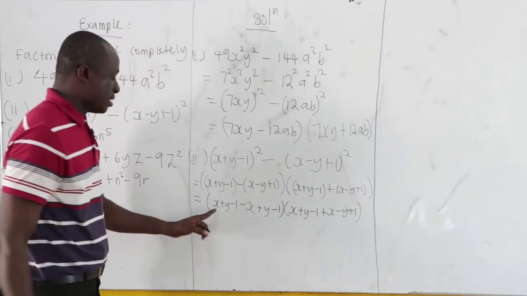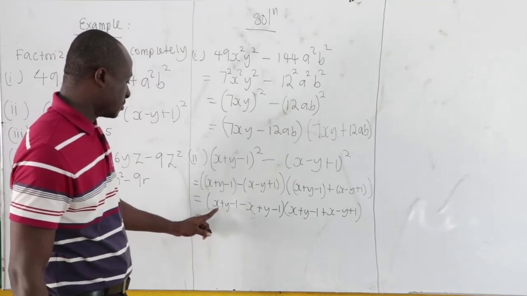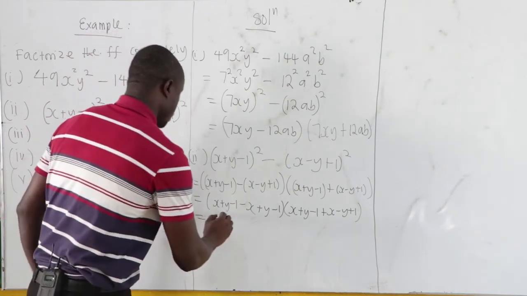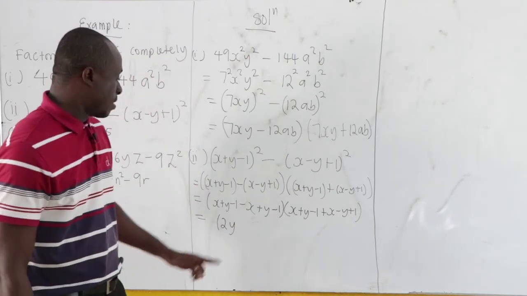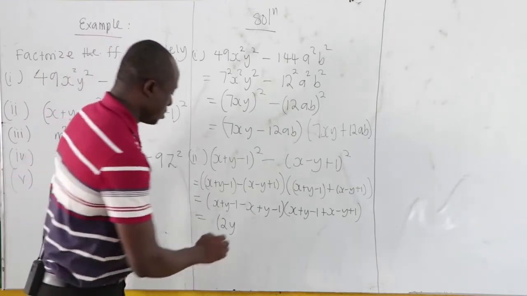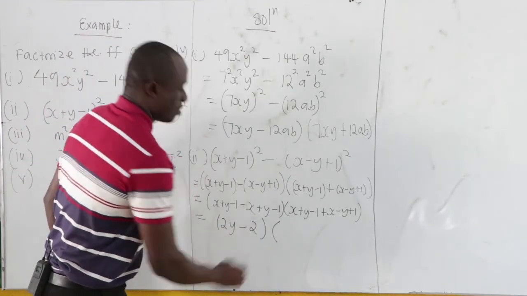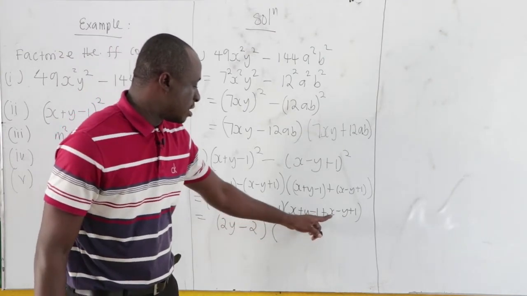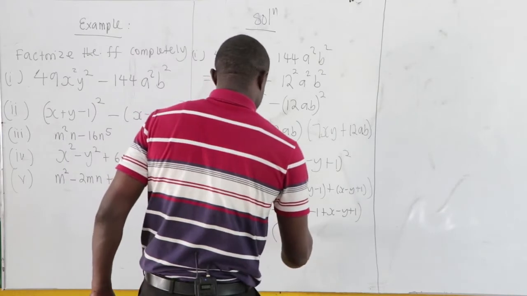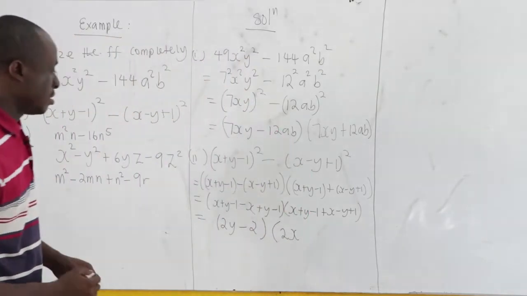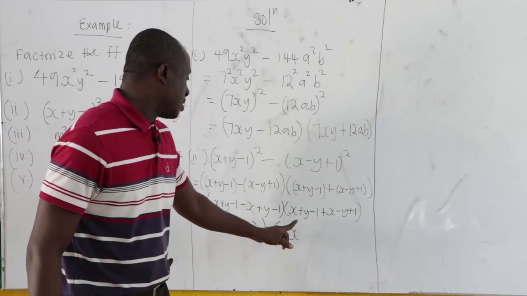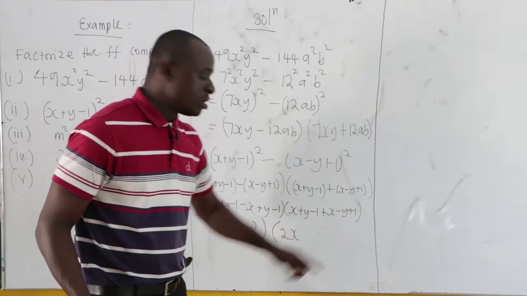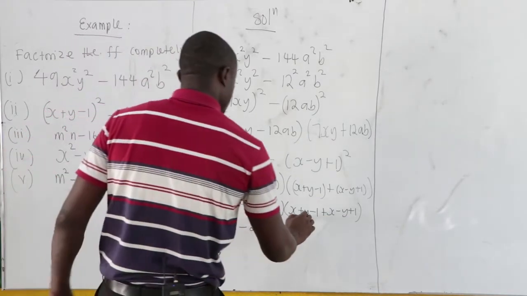Now what can we see? We can see clearly that x and x will go away, y plus y, so we have 2y. Now negative 1 minus 1, that's minus 2. Now let's see over here, x and x, that will give us 2x. And then y minus y will go away, negative 1 and then 1 would also go away.